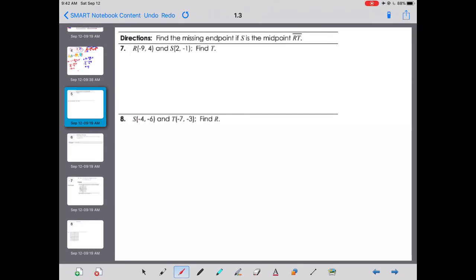Okay, here's some extra problems for you to try. These are, again, find the missing end point if you have a midpoint. So you can draw it out, you can do the math, whichever way, but give it a try, pause, come back and check the answer.